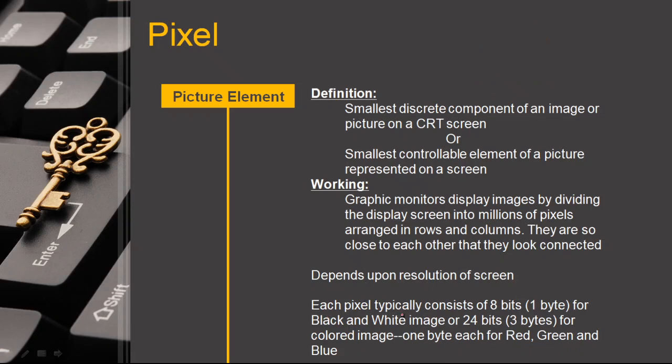Now here look, each pixel typically consists of 8 bits. For black and white image, if there is a black and white image, that means that each pixel on that image is of 1 byte, that means 8 bits. But if the image is colored image in RGB form, RGB means red, green and blue form, then there should be 1 byte for each color, that makes 3 bytes, and 3 byte means 24 bits. A pixel in a colored image is made up of 3 colors, red, green and blue, and that forms a pixel.